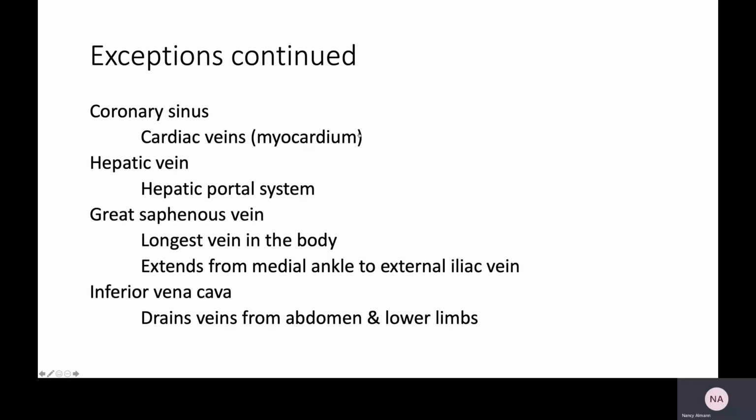And again, we have the inferior vena cava. That will begin at the same area where the abdominal aorta terminates. It is the largest vein draining the lower part of the body and the lower extremities.